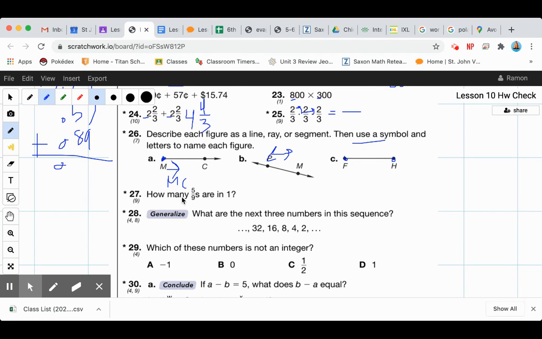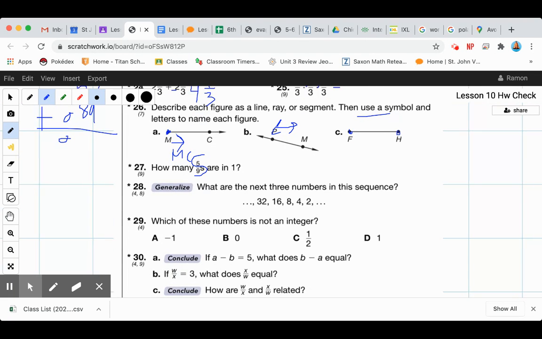For 27, we're being asked to find how many 5/9s are in 1. It's just a reciprocal. Remember, a reciprocal is just a fraction flipped upside down.